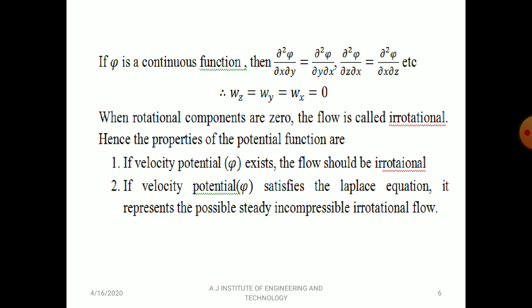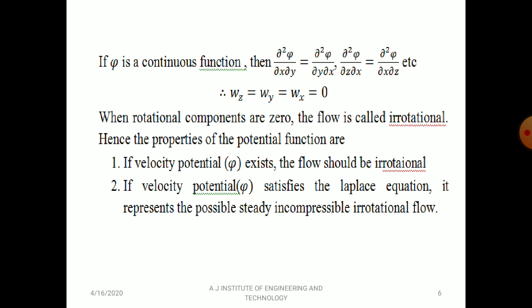When rotational components are 0, the flow is called irrotational. That means the fluid element is not going to rotate with respect to its axis. So hence the properties of potential function are, first one, very important one: if velocity potential phi exists, the flow should be irrotational. If phi has some finite value, then the flow should be irrotational. If velocity potential phi satisfies Laplace equation, it represents possible steady incompressible irrotational flow.